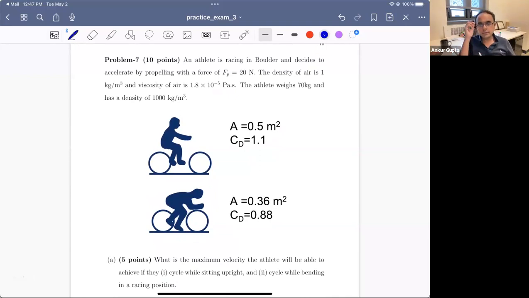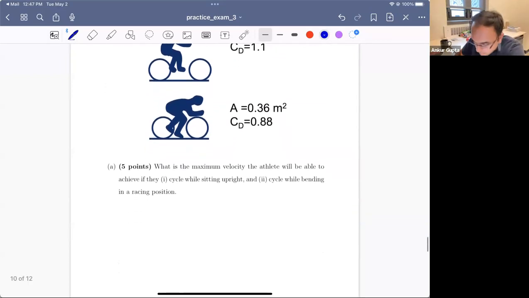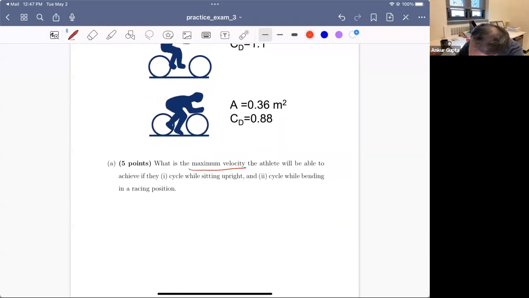So then the last question is, an athlete is racing in Boulder and decides to accelerate by propelling with a force of this. So some athlete is running, propelling force is 20 Newton. The density of air is this, viscosity is this. The athlete is 70 kg and has a density of 1000 kg per meter cube. So what is the maximum velocity that the athlete will be able to achieve if they cycle while sitting upright and cycle while bending in a racing position? So basically, I think the maximum velocity here means the velocity when the forces are balanced.